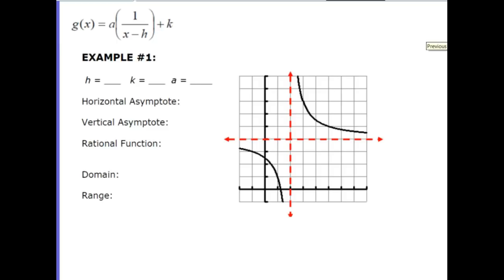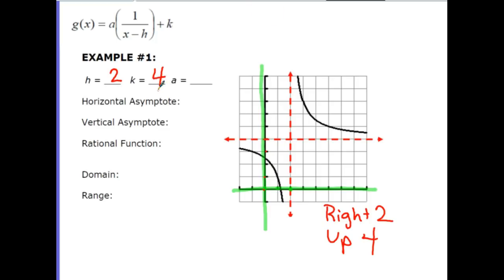So, the parent graph has an asymptote here and here. This asymptote has been moved right 2. The parent graph has an asymptote here. This one's moved up 1, 2, 3, 4. Up 4. This is 2. This is 4, we'll talk about the a in a minute.